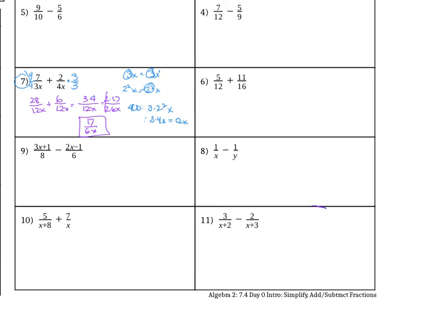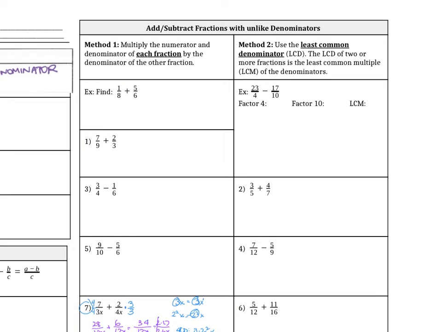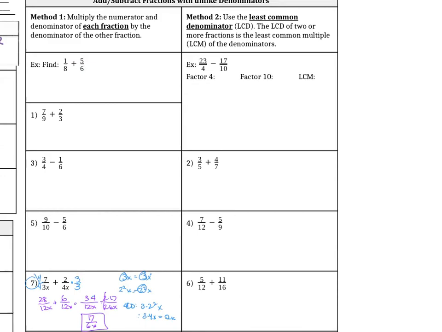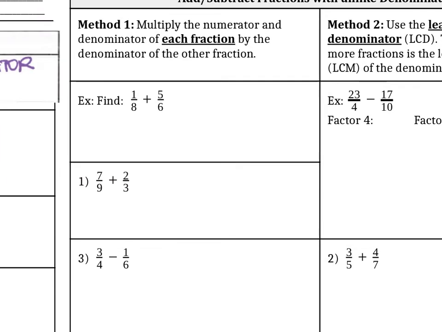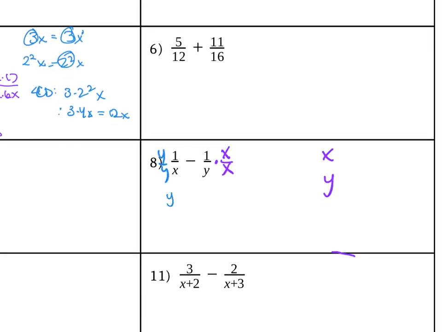And so this one, we have x and y. So our factors are x and y. We need to take both of them. So what we're going to do is multiply. We're going to use method 1. You're going to multiply each fraction by the denominator of the other fraction. So this one I'm going to multiply by x over x, and the other one I'm going to multiply by y over y. So that's kind of the same thing that we did with the first example up here, just multiply by the other denominator. And then this becomes y over xy minus x over xy, or it's just y minus x over x times y. So that's what it looks like with variables.